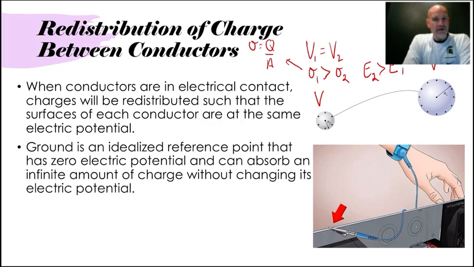Another thing we talked about in unit 8 was grounding. Remember, grounding is an idealized reference point that has zero electrical potential. In unit 8, we talked about it in terms of the field. Now we're going to combine that conversation about fields with potentials. You're creating a reference point that has zero electrical potential, and it can absorb an infinite amount of charge without changing the electric potential.